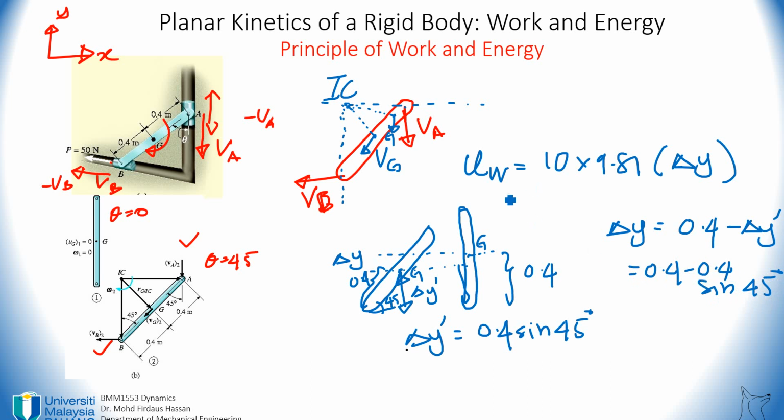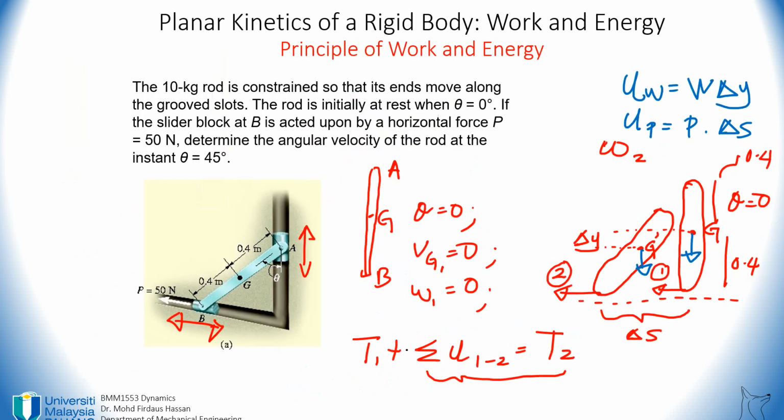That's the work done by the weight. How about the work done by the P? The work done by the P is equal to 50 Newton times delta s. So what is delta s? Delta s is from this point, as I drew it before, from this point to this point.